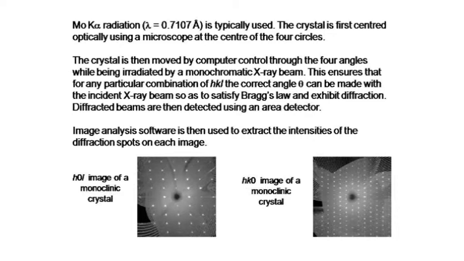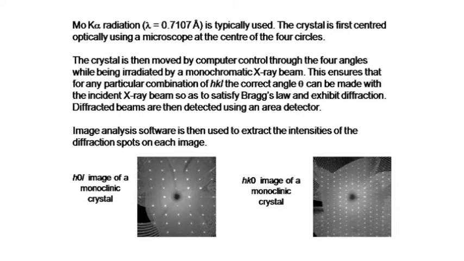So we've got our crystal, we've got it mounted on the goniometer. We then use it, computer controlled, through the 4 angles, or some subset of the 4 angles, to give us a data set whilst it's being irradiated by X-rays. This is just to make sure that we make the correct Bragg angle. And then we get images like this. This is an HOL image. This is a picture of reciprocal space.